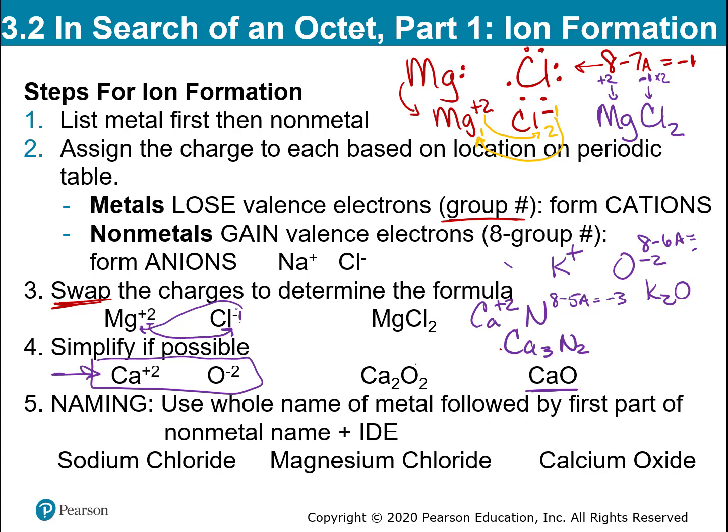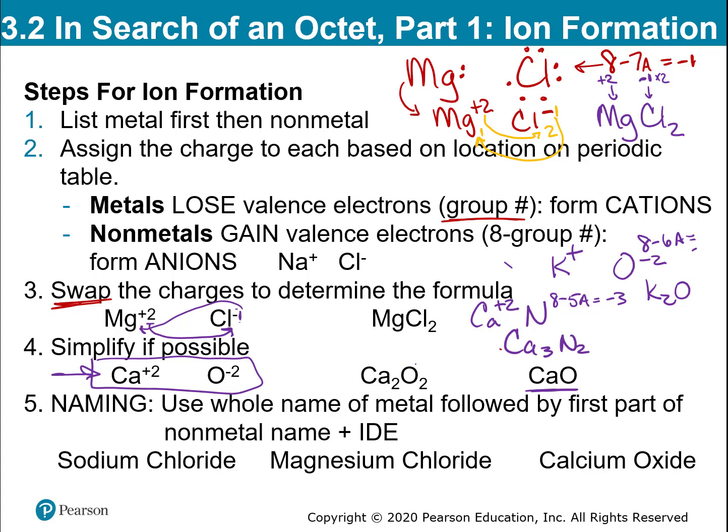So just remember, you might have 2 and 2 or 3 and 3. That's the only time you're ever going to see this. But you could potentially see a metal with a +3, a nonmetal with a -3. They would exist in a 1-to-1 ratio.